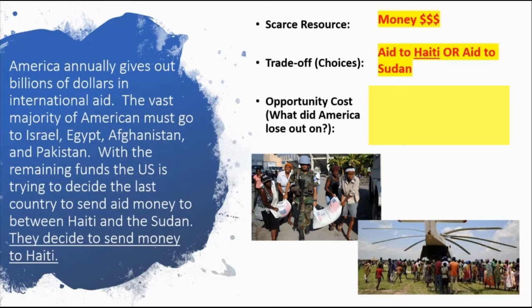And then, because we gave it to Haiti, that was the choice we made, we don't have the opportunity to give any money to Sudan. So this might be tricky, because you might think about, well, what is the value of giving money to a country? Does anybody want to go with that? What's the value of giving money to other countries? We spend billions of dollars in giving money to other countries. Why do we do it? What are we getting out of it?